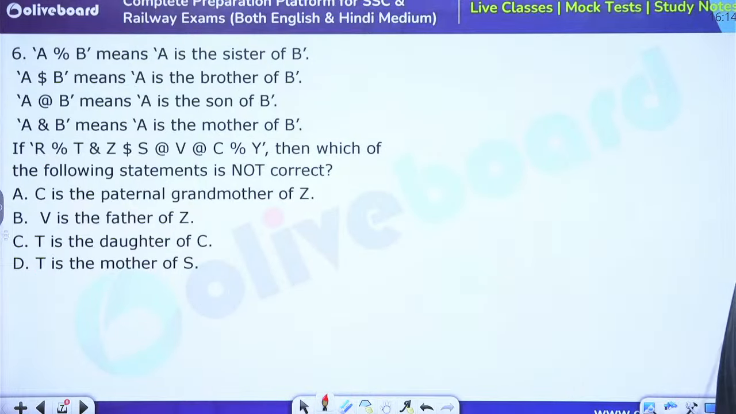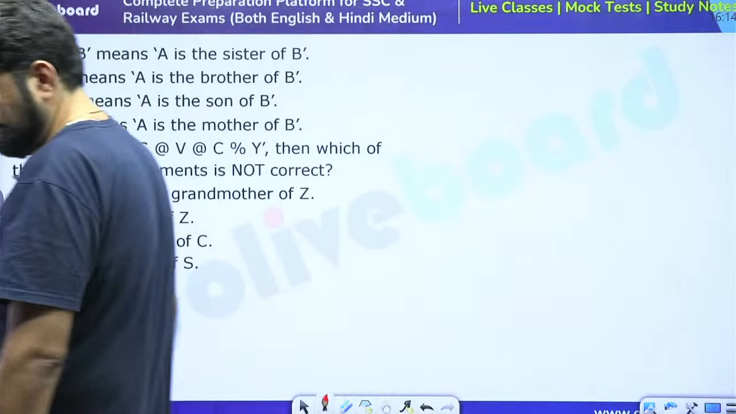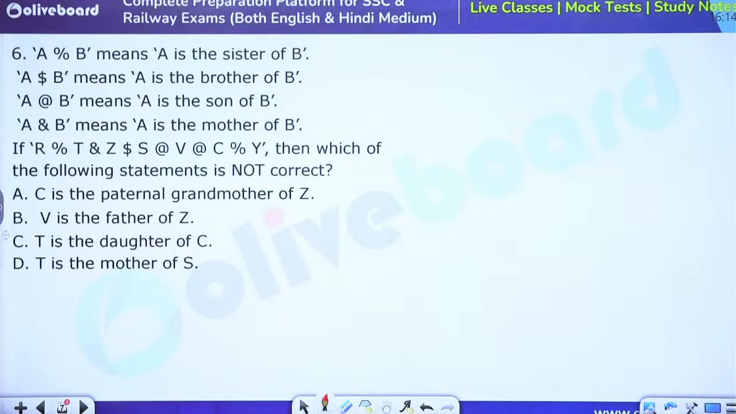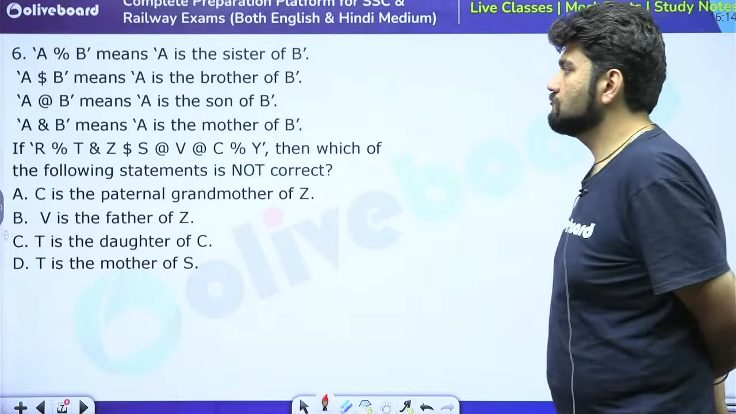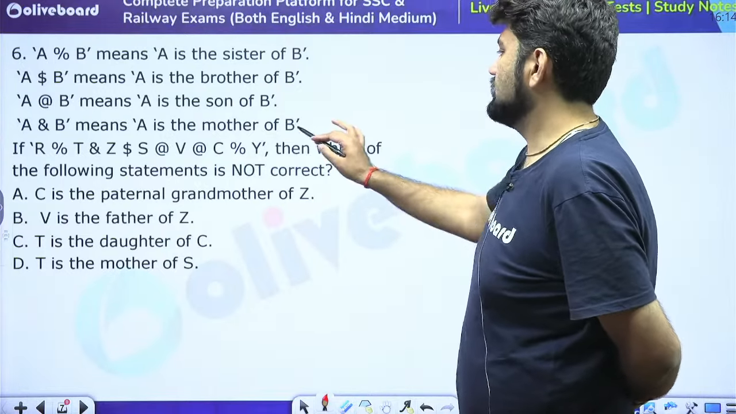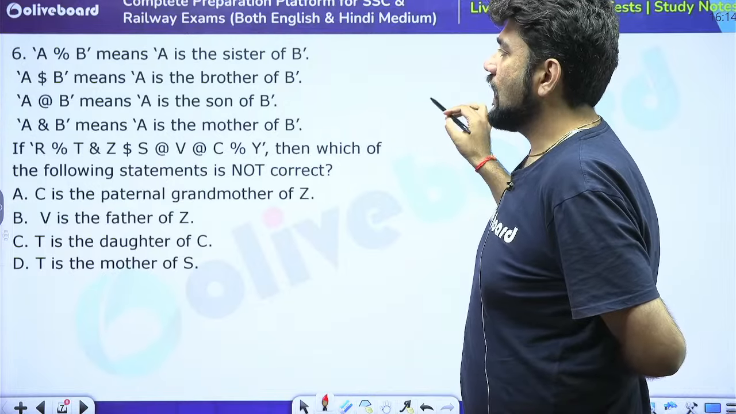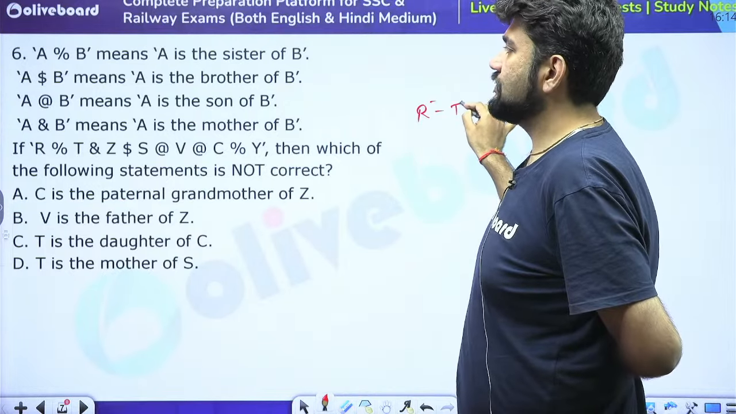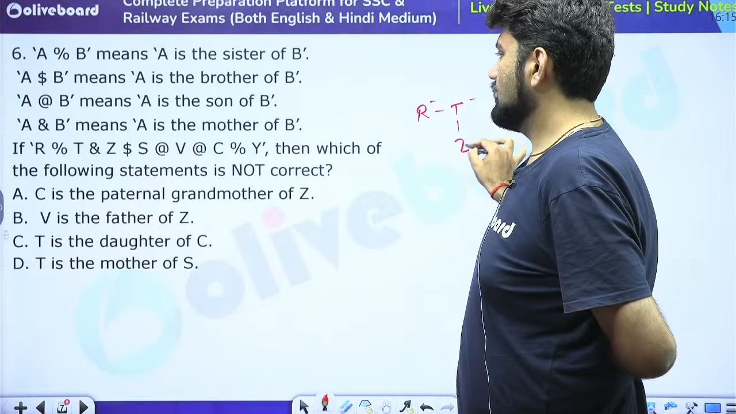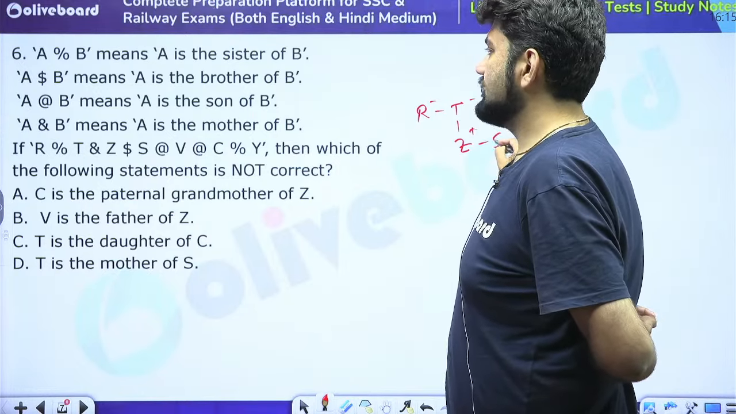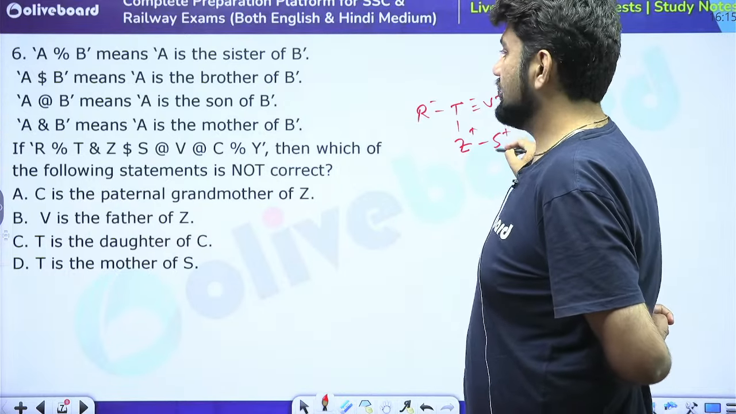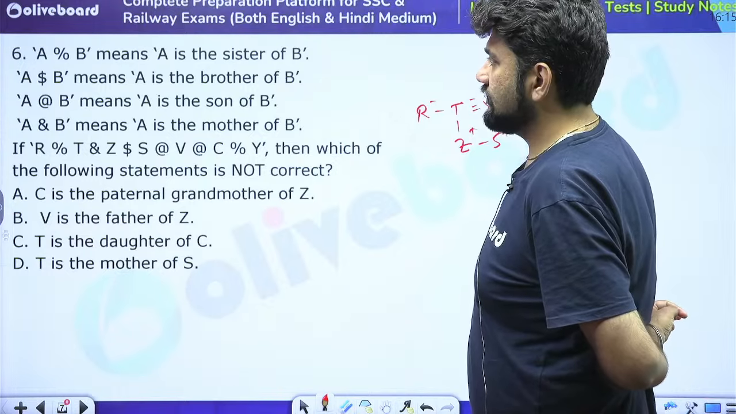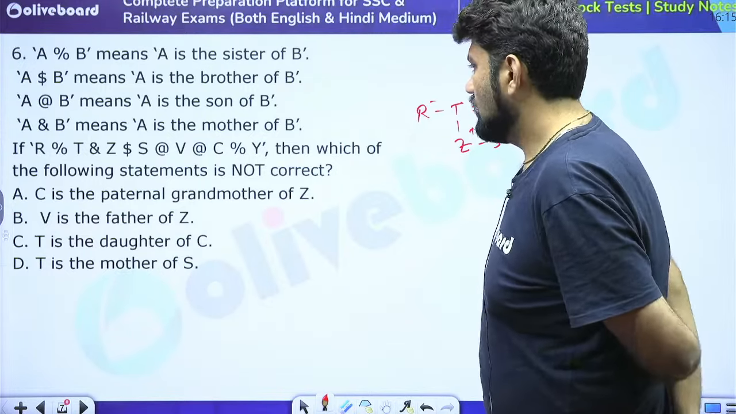Which of the following statements is not correct? If this is the expression, you'll have to plot the whole thing. R percent T, R is the sister of T. T ampersand Z, T is the mother of Z. Z dollar S, Z is the brother of S. S at the rate V, S is the son of V. And V at the rate C, V is the son of C. C percent Y, C is the sister of Y. Now, which is not correct?